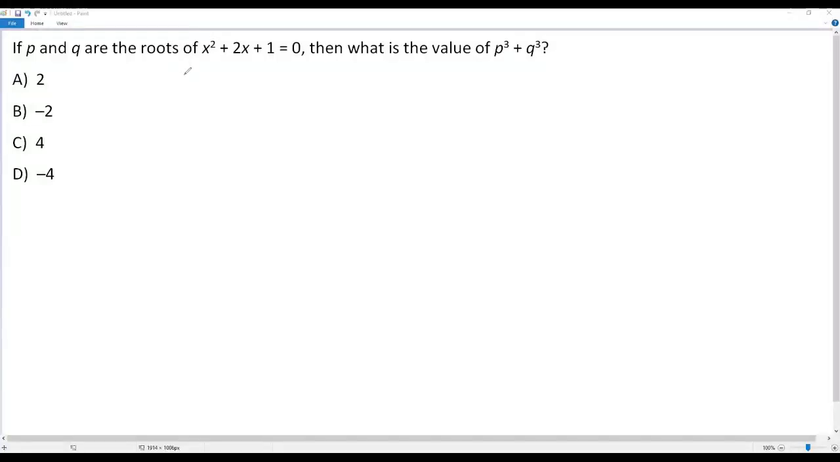Here we have a problem on quadratic equations. Okay, let's go to the question. If P and Q are the roots of the quadratic equation x squared + 2x + 1 = 0, then what is the value of P cubed + Q cubed?